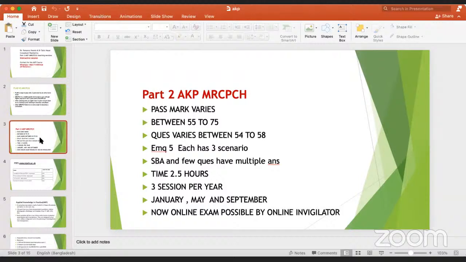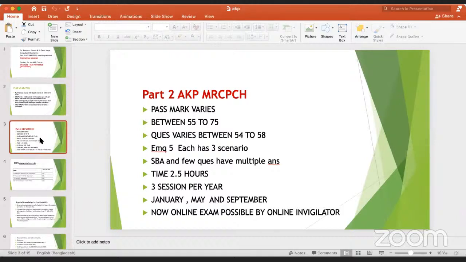Because if you waste time on a particular question, the next question may be easy, but you cannot answer it due to time. So I will suggest, if you don't know any answer or you are confused, then give the most suitable answer and then put a flag mark. There is a flag mark on the left hand side. Just put the flag mark so that when you finish your paper, you can come back and see whether your answer is correct or not.